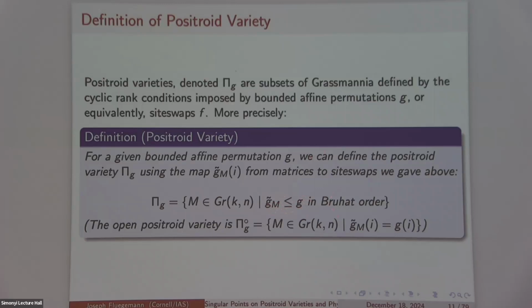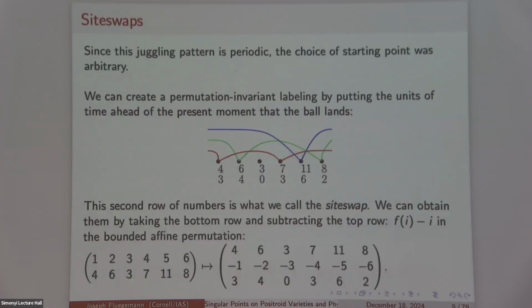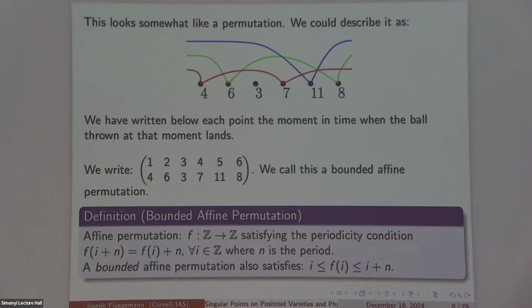What do you mean bounded? I thought if these are periodic, does bounded mean that they're bounded over an interval? What does bounded actually mean when you say bounded affine permutation? Okay, so the bounded thing is the idea of the juggling pattern: when you throw a ball, it can't land more than n seconds later. I see. So it's this condition that f of I is between I and I plus n.